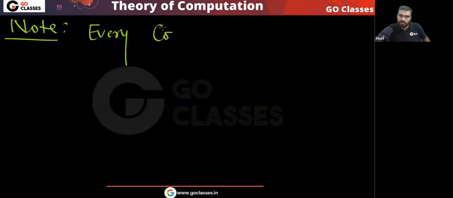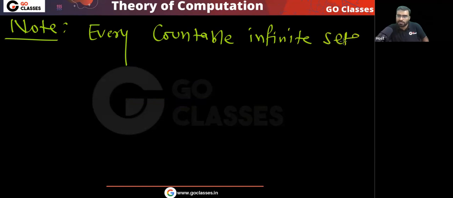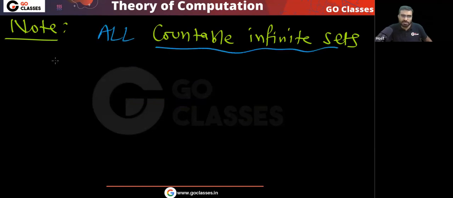Okay. Is this clear? So remember this simple point. Every countable infinite set has the same size. Yes or no? Agree? Please tell me. All countable infinite sets have same size. So you can define with respect to N, with respect to Z, you can do whatever you want. Okay, this is the first point.